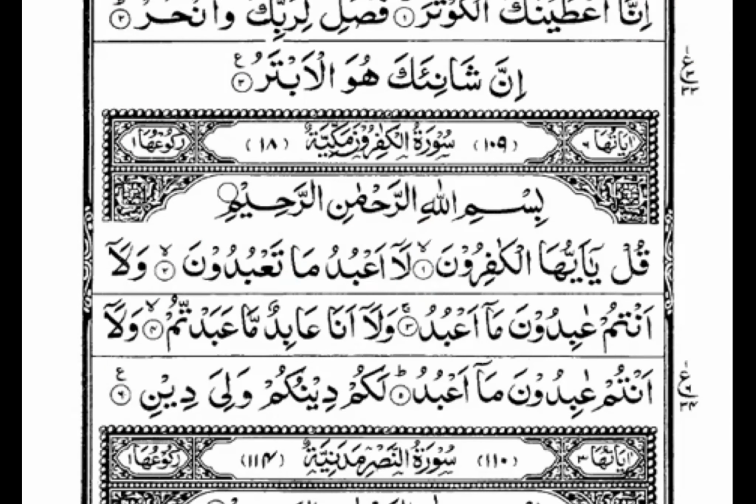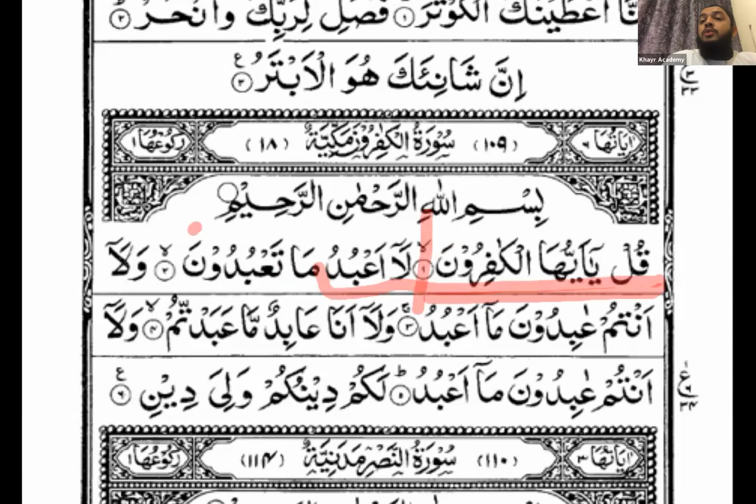So imagine you're reading this. قُلْ يَا أَيُّهَا الْكَافِرُونَ. If you stop, you stop. If you don't stop, you say kafiruna, to say the noon, la a'budu. What's better? If I say قُلْ يَا أَيُّهَا الْكَافِرُونَ and I stop, or if I say قُلْ يَا أَيُّهَا الْكَافِرُونَ لَا أَعْبُدُ? If I stop here, that's why they're stopping. If you want to carry on, you try to do it till here.